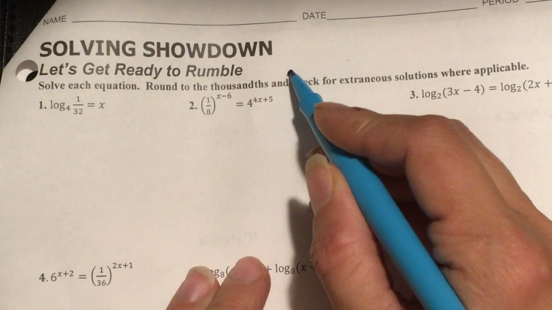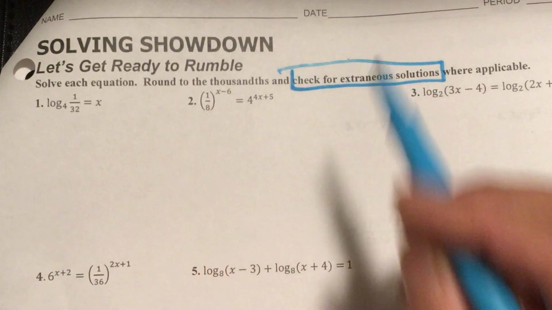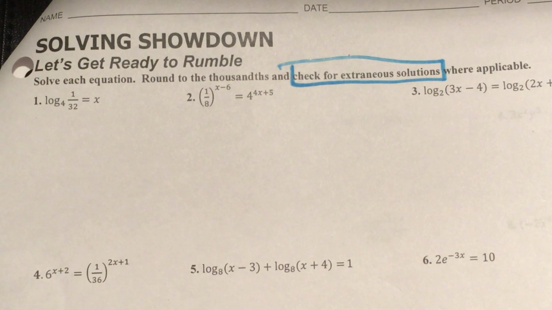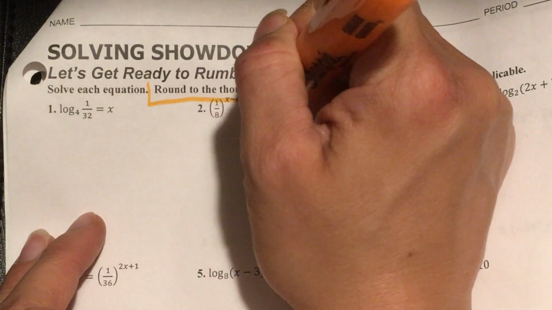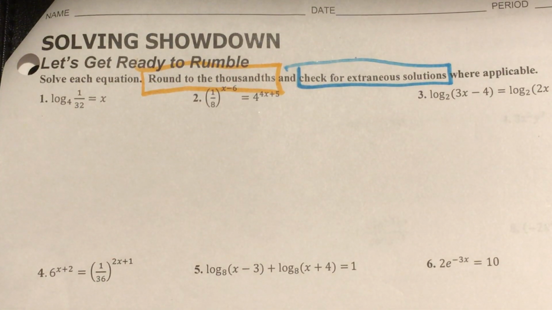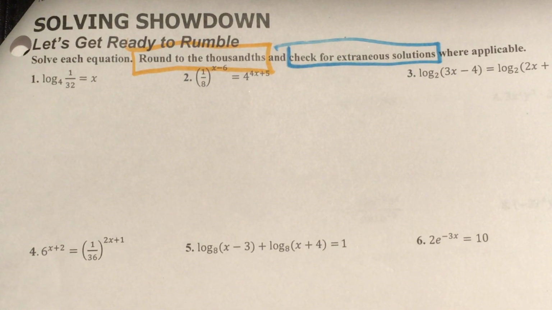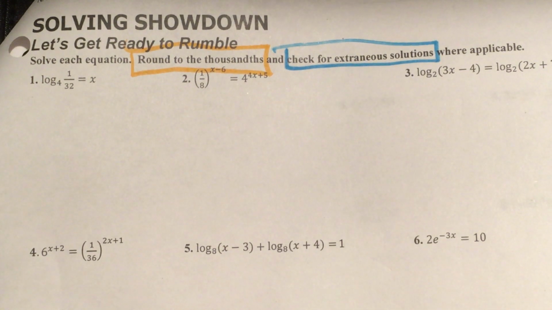Couple of things. Make sure you check for extraneous solutions where applicable. And also, round to the thousands place. So there are 11 questions on here. Folks, this is going to be a really good indicator if you are ready for that upcoming test. So do these problems carefully.